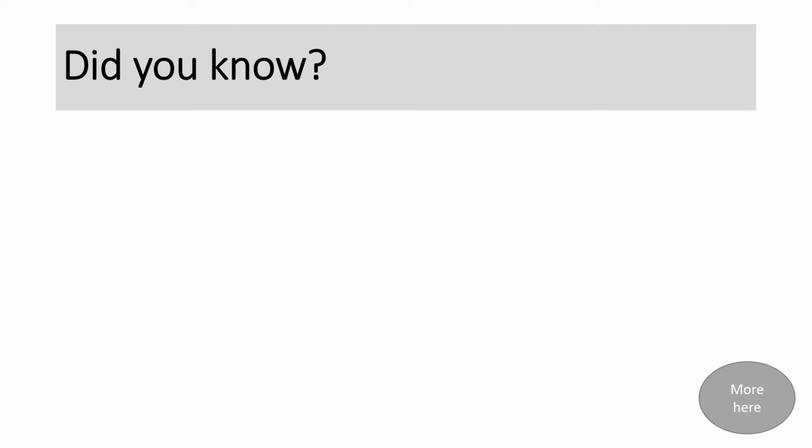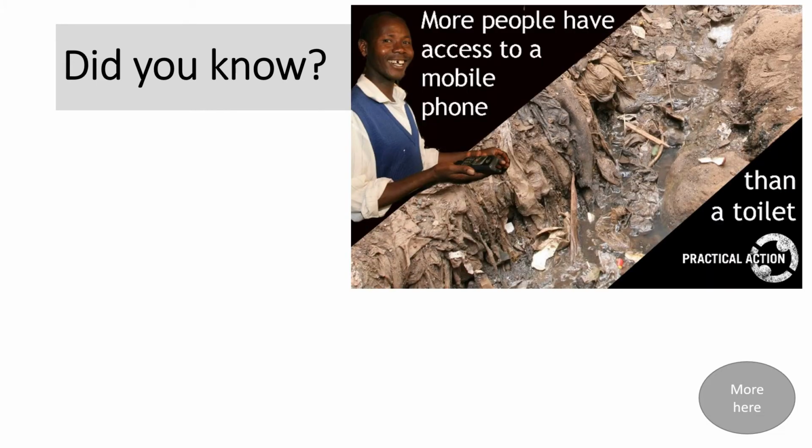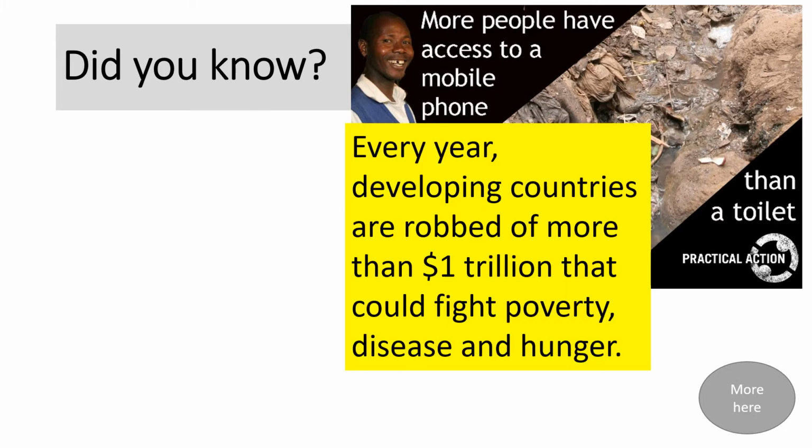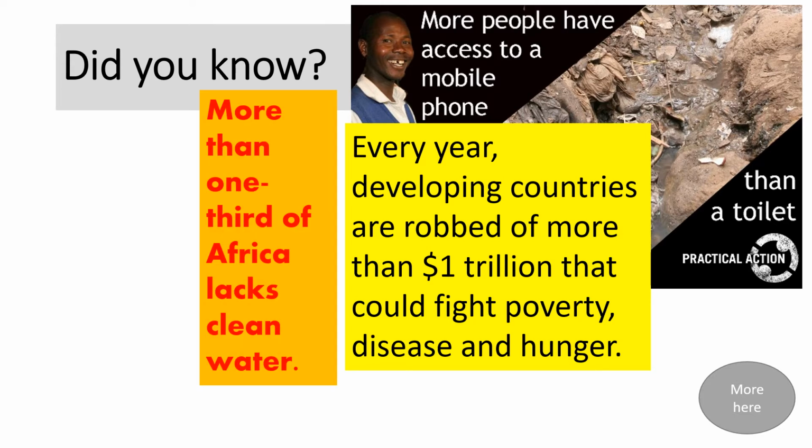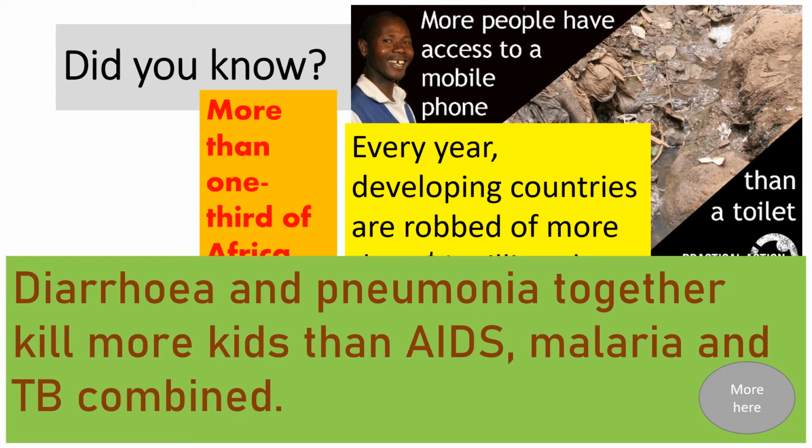Hello Year 11, we're going to start today's lesson with a few horrific facts. Did you know more people have access to a mobile phone than they do a toilet worldwide? What a shocking fact. Every year developing countries, that's our poorer countries, are robbed of more than $1 trillion that could help fight poverty, disease and hunger. More than 1/3 of Africa lacks clean water. I mean, what an incredible statistic.